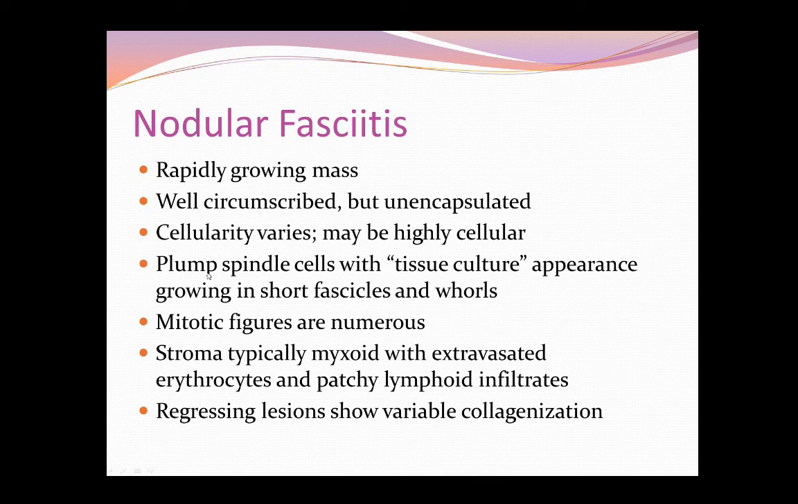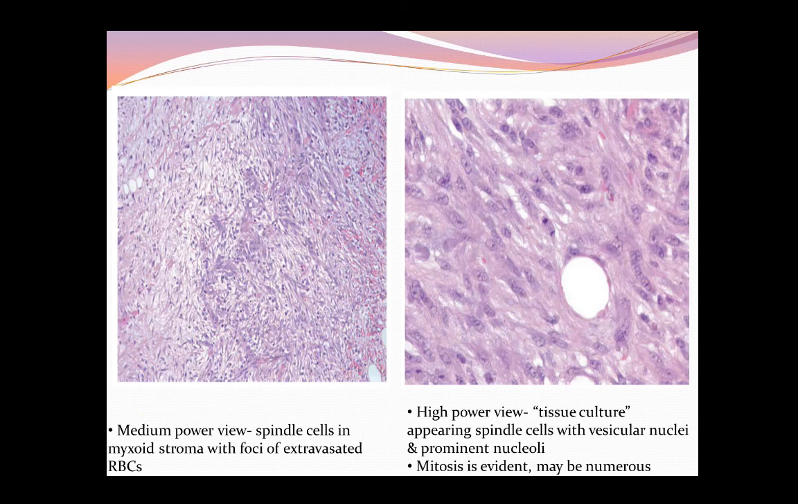The morphology is composed of plump spindle cells that have a characteristic so-called tissue culture appearance, with a wispy cytoplasm, and they grow in short fascicles and whorls. Mitotic figures can be numerous, and the stroma is myxoid with extravasated RBCs and patchy lymphoid aggregates. The lesions which are regressing show variable collagenization.